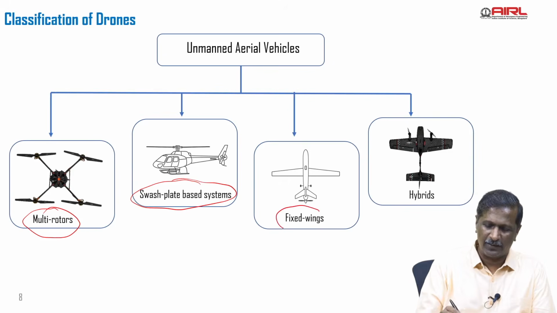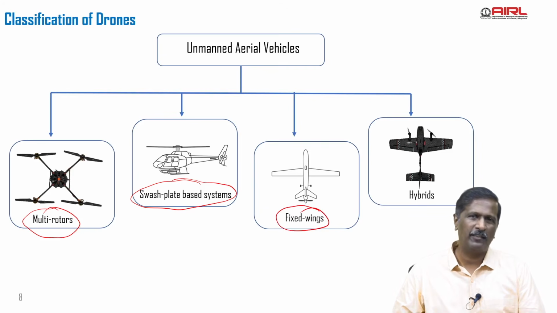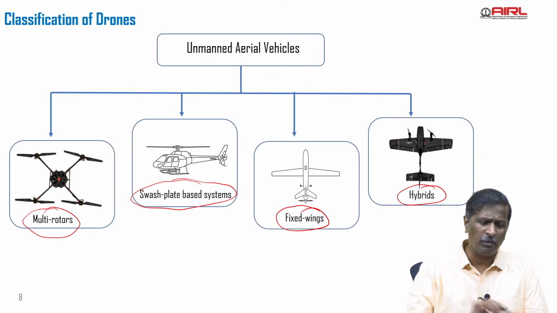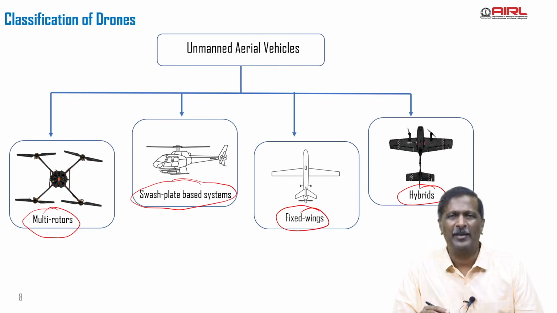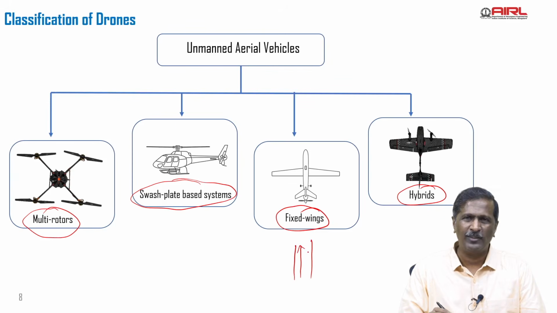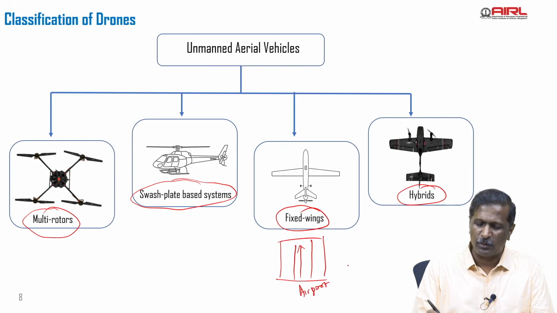Then comes your fixed wing. You have a wing, and that will help you to generate your lift, and then you have engines which will generate your thrust, and with that you will be able to navigate. Then we have a hybrid system. The hybrid system has a combination of multiple rotors as well as fixed wing. The fixed wing aircraft requires a long runway to take off, and it requires specific infrastructure, what we call airports. We need those airports and runways for them to operate, okay?